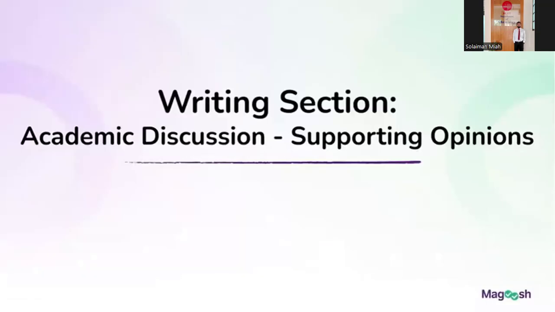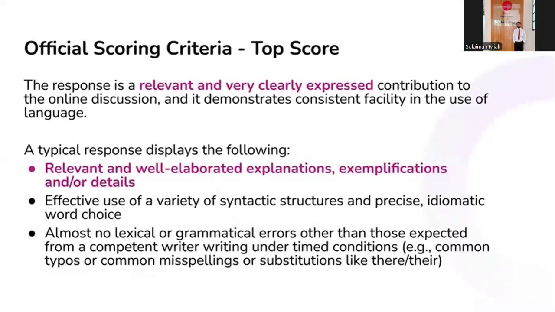In the academic discussion task, you'll be evaluated on how well you support your opinions. In this video, we'll look at what that means and how to do it. First, let's take a look at the official criteria for a top score from ETS. You're evaluated on relevant and well-elaborated explanations, exemplification, and details. In other words, you need to explain your ideas and provide examples and details.